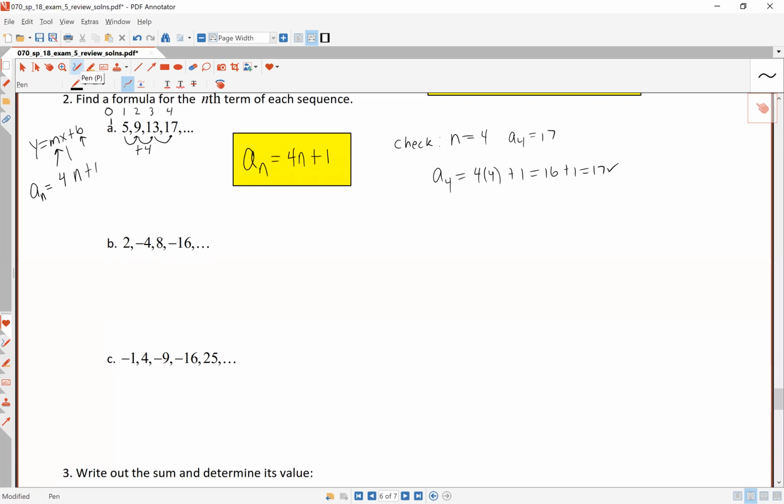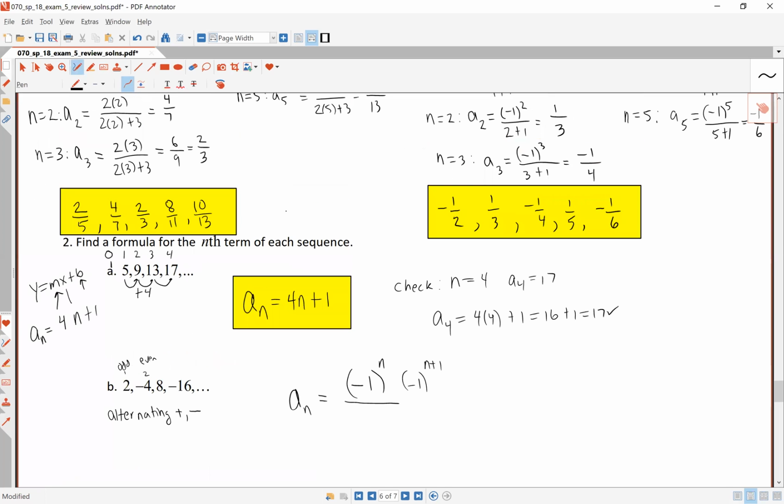Letter B has two things happening. We have alternating signs. And we recognize that the odd terms and the even terms have opposite signs, but the even terms are negative here. That is achieved by using -1 to some power. It's either -1 to the n or -1 to the n plus 1.